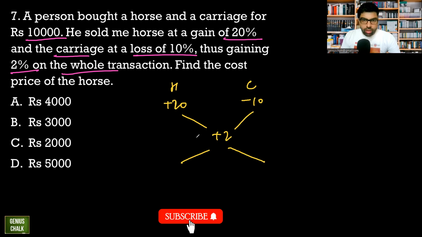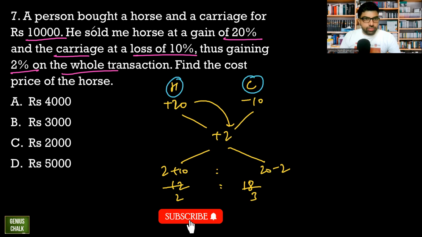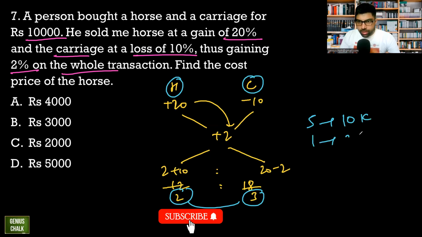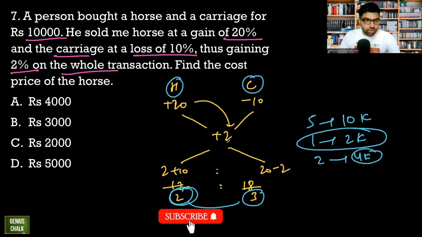Now you know that when we take the difference, it will be 20 minus 2, and this is 2 plus 10. So this is 12 and this is 18. This is 2, this is 3. Now find the cost price of the horse. This is horse, this is carriage. So total 2 and 3 together he has bought for 10,000. So one value will be equal to 2,000. So two value will be equal to 4,000. So 4,000, option A is my answer. This is the cost price of the horse.